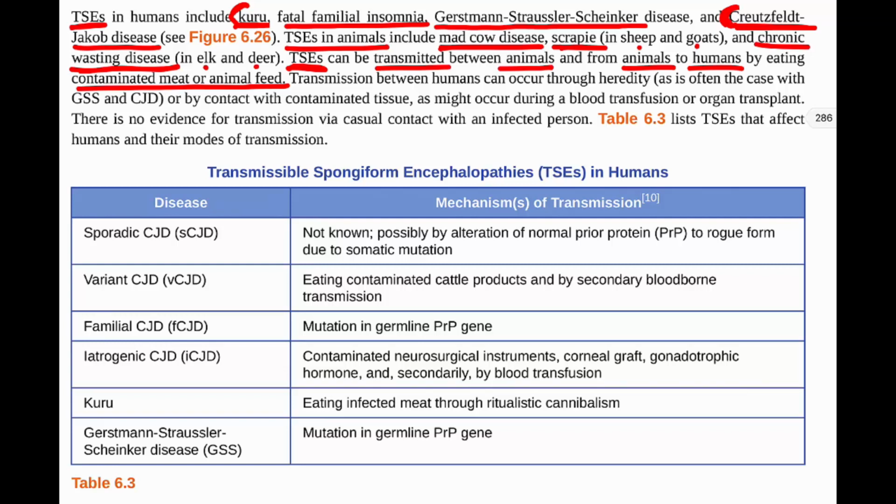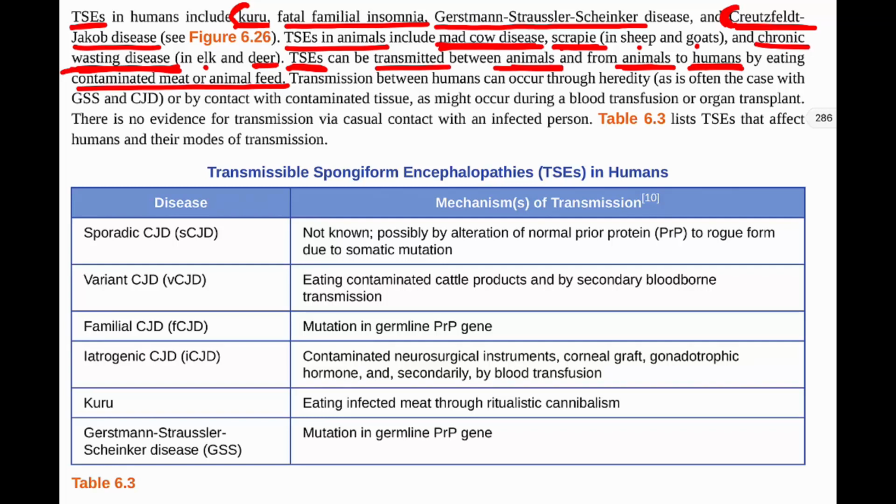So it can be transferred between animals, like for example, the chronic wasting disease will get transferred between different elk or between different deer, or scrapie between sheep and goats, or the mad cow disease between different cows, or from animals to humans when humans eat the meat from an animal. So somebody can get Creutzfeldt-Jakob disease from eating a deer, for example, that has the chronic wasting disease.